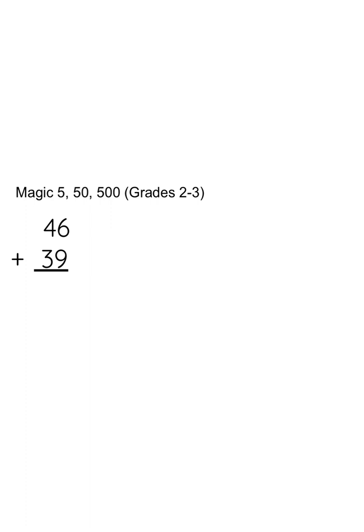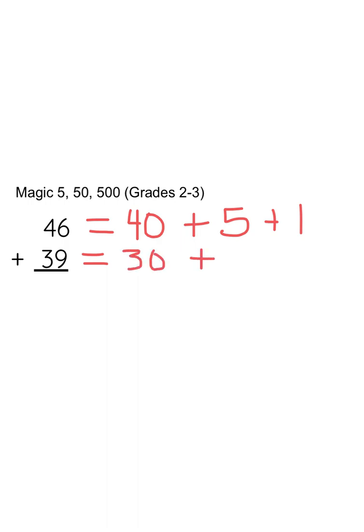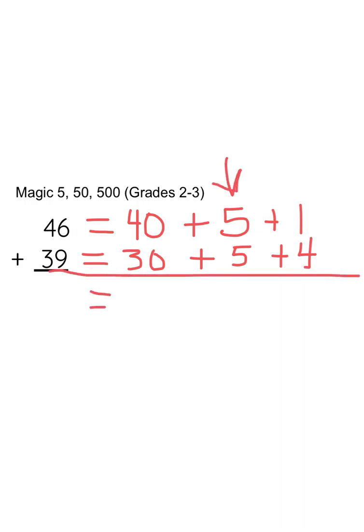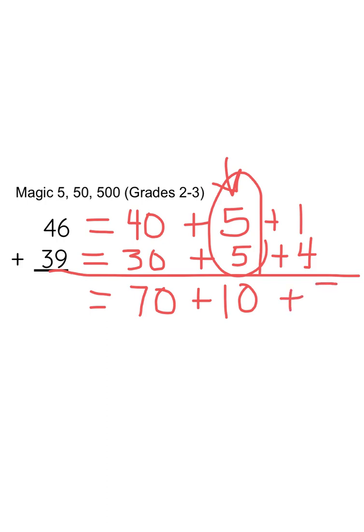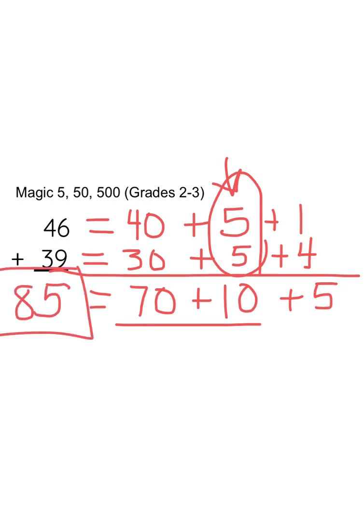Then as we get into second grade, I can still do it. I know that a 40 is a 40, and a 6 is a 5 plus a 1, a 30 plus a 5 plus a 4. Notice I'm still pulling out that benchmark of 5 because it makes it very easy. 40 plus 30 is 70. 5 and 5 is a 10. 4 plus 1 equals 5. 70 plus 10 is 80, plus 5 equals 85.